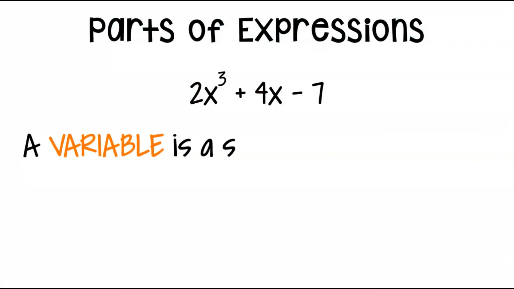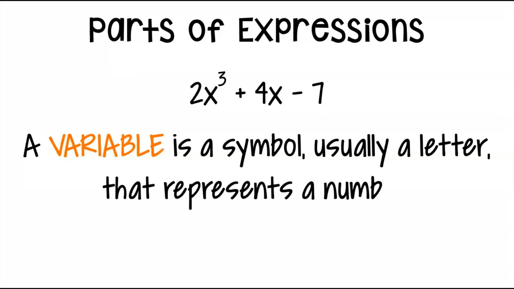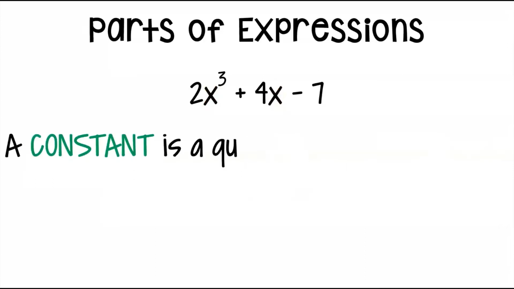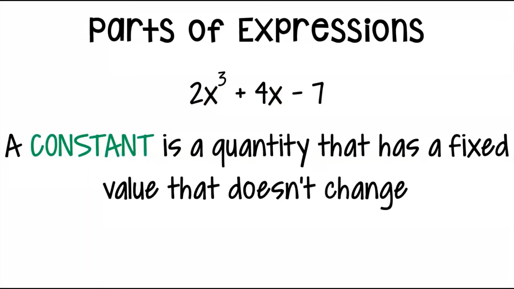Another part of an expression is a variable. A variable is a symbol, usually a letter, that represents a number. In this expression, x is used as a variable 2 different times. We don't know what the value of x is unless we give it to you, or you solve for it. A constant is a quantity that has a fixed value that doesn't change. In this particular expression, the only constant is the number 7.